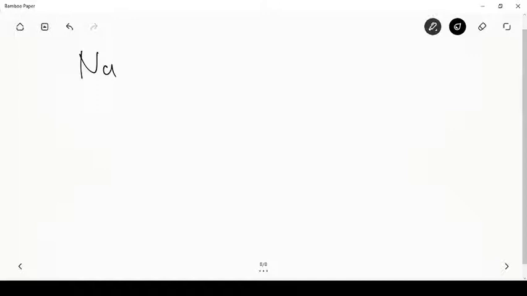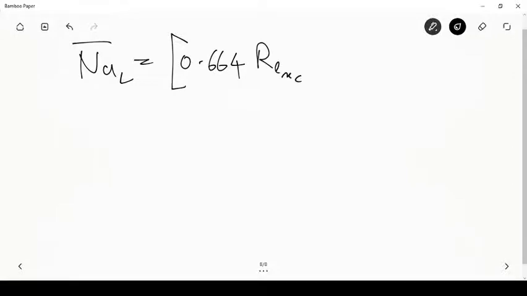You will get Nu L bar is equal to 0.664, the 0.332 gets multiplied by 2 because there is an x to the power of minus half in that integration, into Re_xc to the power of half, where xc is the critical distance at which the transition happens, and Re_xc normally is used as 5 into 10 to the power of 5. Okay, this plus 0.037. So basically you have minus 1 by 5 plus 1, we will get a plus 0.8.